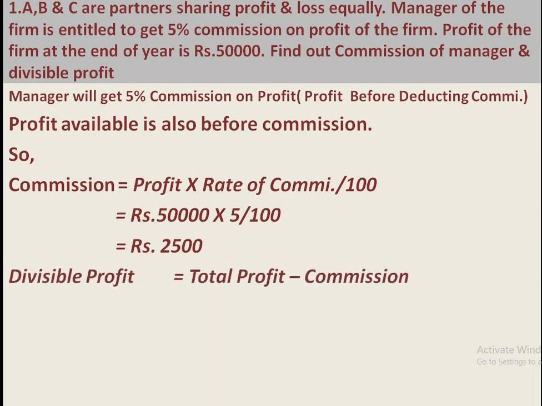Now divisible profit is equal to total profit, which was 50,000, minus commission. Why minus commission? Because 50,000 was profit before deducting commission. Out of it we paid 2,500 commission to the manager. So now the remaining is the amount which we can distribute among the partners, and that is exactly called divisible profit.